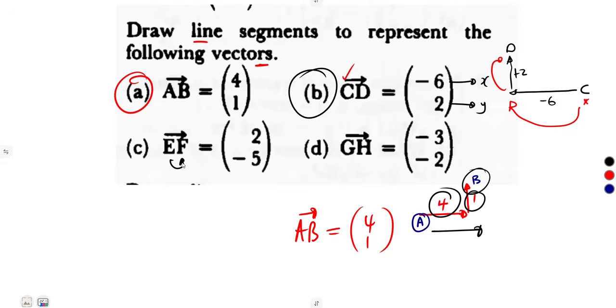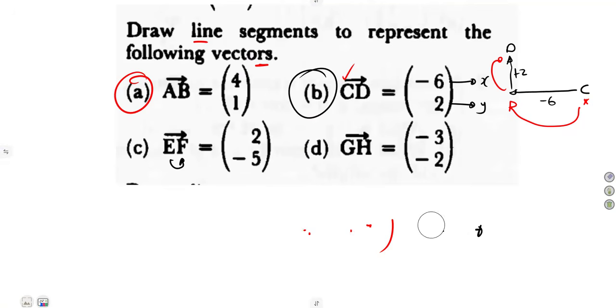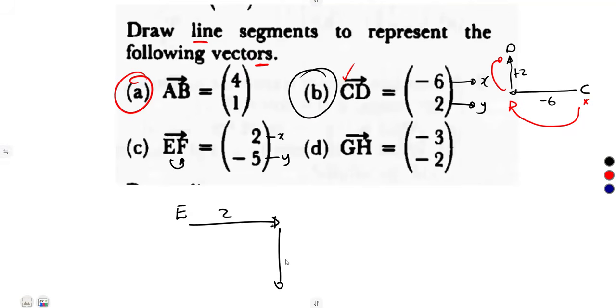E to F. So according to this one, it's X and this is Y here. So X horizontally, 2 units from point E. All right. Then to reach the point Y, you're going to move 5 units going down. All right. That's to point F. So this is what you're going to need.